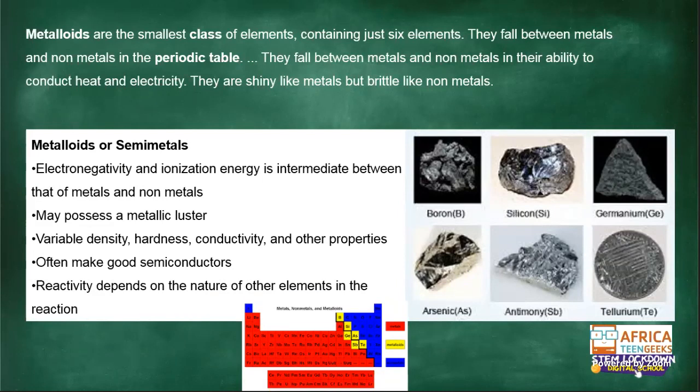Density means that it is put close together, which makes it hard, and its conductivity, that means that it can conduct electricity. And some of them can conduct electricity very well, so we say they are semiconductors. And their reactivity depends on all the elements in the periodic table. Now, if you look at the semi-metals over here, the pictures of it, it is boron, silicon, germanium, then we have arsenic, antimony, and tellurium.